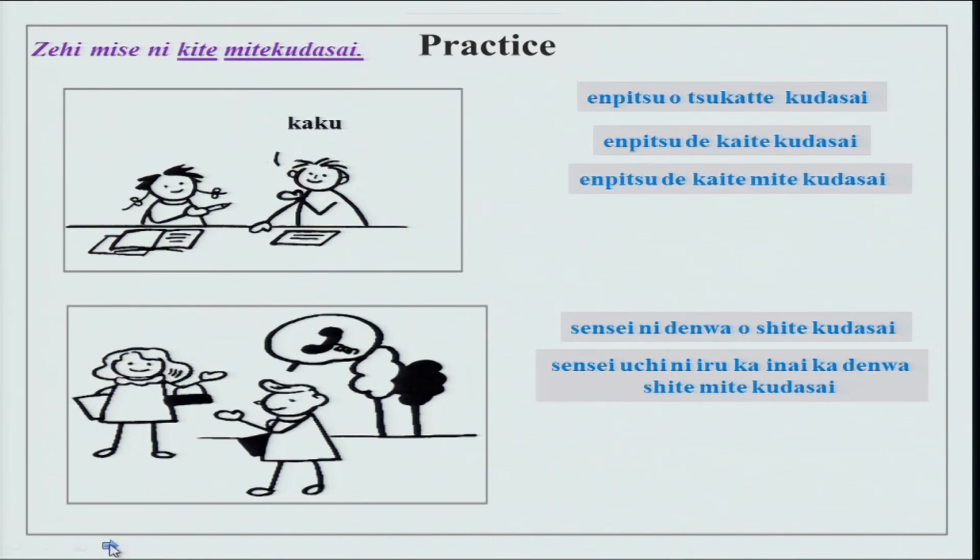You have done this form ka and ka together, where the first ka is or and the second ka is a normal question. Sensei uchi ni iru ka, inai ka? Is sensei present or is not present? Denwa de kiite mite kudasai or denwa shite mite kudasai.